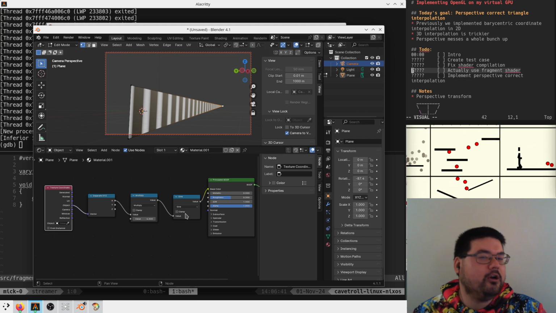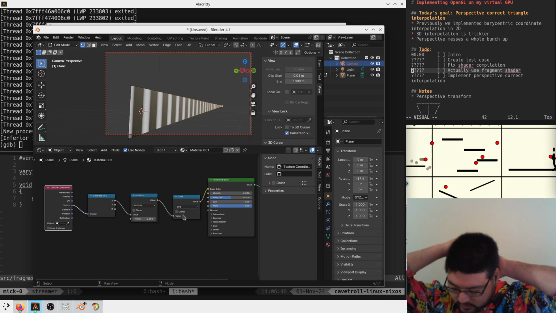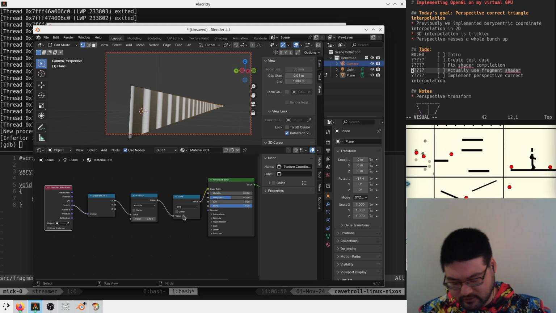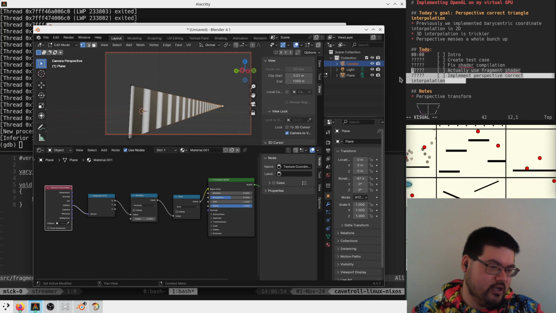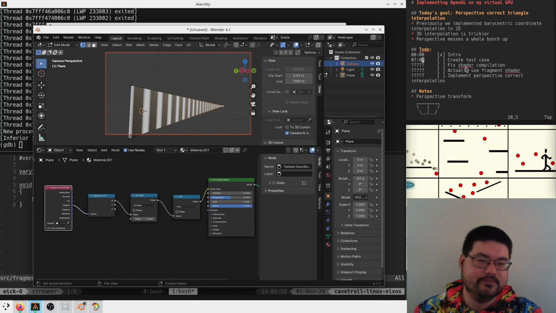I lied a little bit earlier when I showed that colored triangle. We hard coded the vertices on that triangle to be red, green, and blue instead of using the actual output of the fragment shader. That should be easy to fix though. And then we should actually implement the correct answer. And so that's the plan. Let's just see what happens.